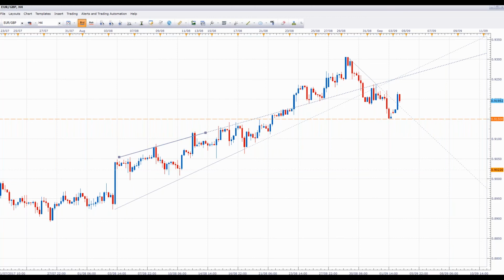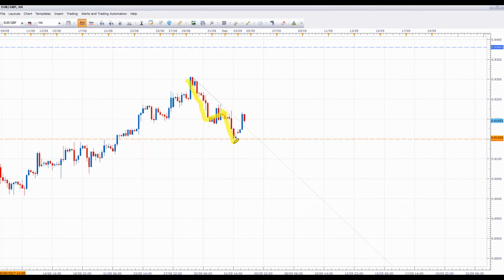So just be aware in terms of the head and shoulders with that. But looking at it from here as well, this could also be this kind of pattern like this.